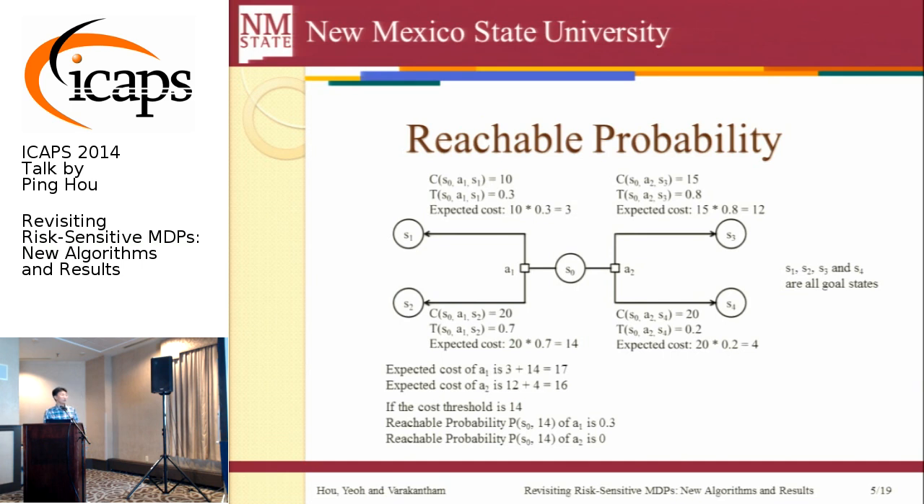The interesting thing is, let's assume the agent has a different amount of resource, for example, 16. Then the situation changes again. Now for A1, the probability is still 0.3, but for A2, for this branch, the costs are smaller than the resource. Then the reachable probability is 0.8. So now A2 is better again.